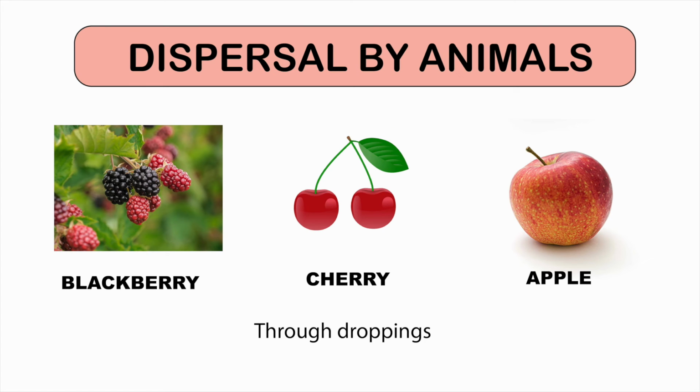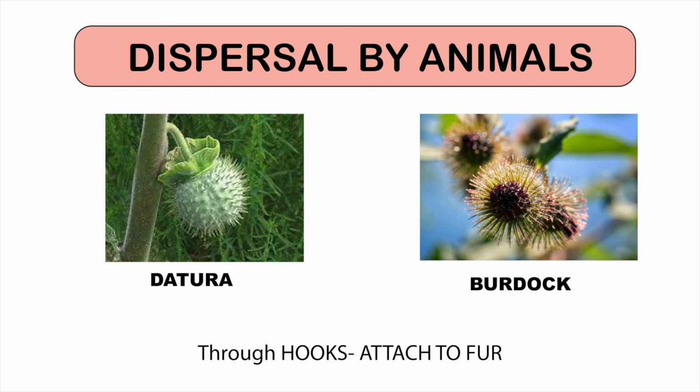Fruits of blackberry, cherry, and apples are juicy, and animals love to eat them. After the fruit gets digested, the animals walk far, far away, and in their droppings are the seeds of these fruits. And if the conditions are right, they germinate and develop into new plants. Some fruits like burdock plant and datura have hook-like structures and they hook onto the fur of animals and get carried away with the animal to different places.